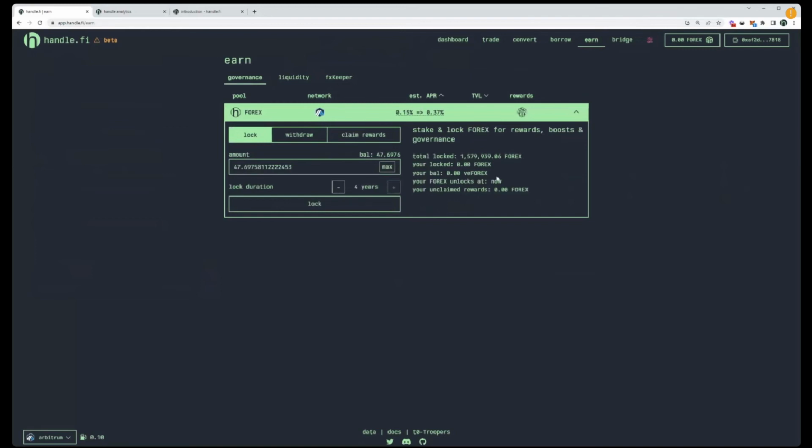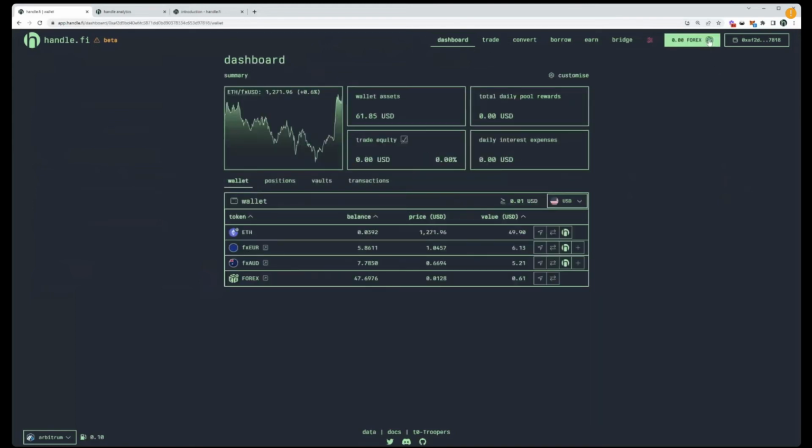And this is effectively giving me some VE Forex, which the VE Forex owners really are the gold class citizens in the ecosystem, because they're the ones that get the voting rights. They're the ones that get any gauge direction rights if they exist. They're the ones that will get any fee distributions when they occur, and so on and so forth. So that's what I can do with my 47 Forex that I earned through trading or converting on the platform.